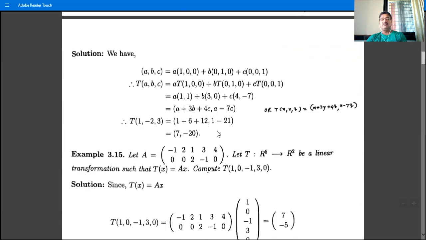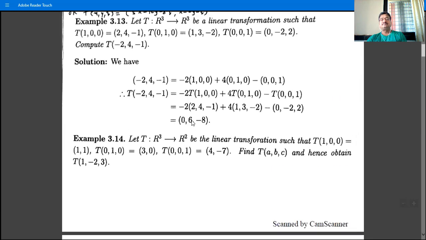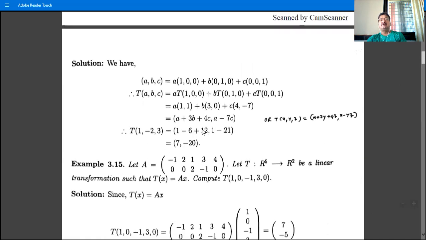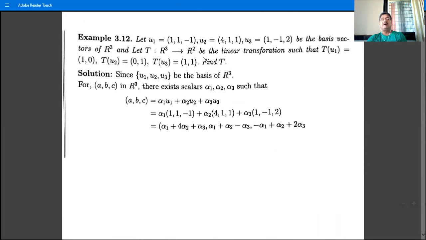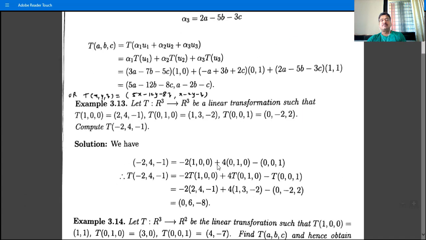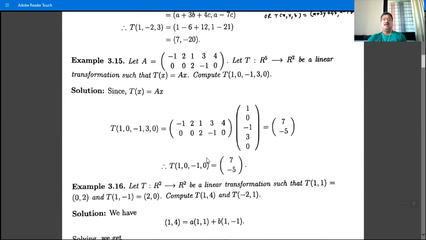So we can find the formula for a linear transformation if the images of the basis vectors are given. These are the images. This is the image of (1, 0, 0). T(1, 0, 0) means the image of (1, 0, 0) is given, the image of (0, 1, 0) is given, and the image of (0, 0, 1) is given. So if the images of a basis are given, whatever that basis may be, standard basis or simple basis, and their images T(u1), T(u2), T(u3) are given, from that we have the formula for that linear transformation.